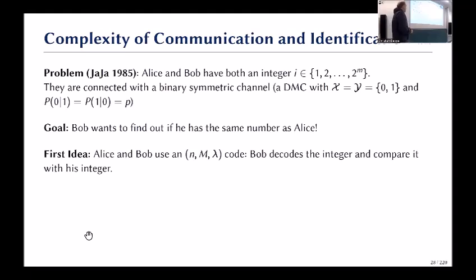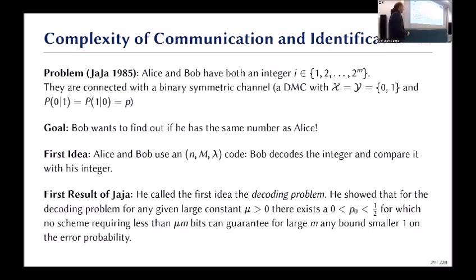So the first idea is very simple. We know because of Shannon that we can transmit with an (n, M, lambda) code. So block length n, M messages, which is equal to 2^n in this case, and lambda is the error probability. Bob decodes the integer and compares it with his integer.